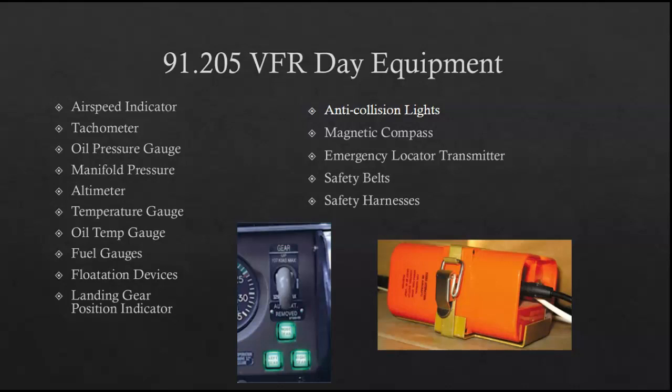Landing gear position light is L, and then A stands for anti-collision lights, M is for magnetic compass, E is for an emergency locator transmitter, S is for safety belts, and there are two S's. The last one is for safety harnesses if the aircraft is equipped with shoulder harnesses.